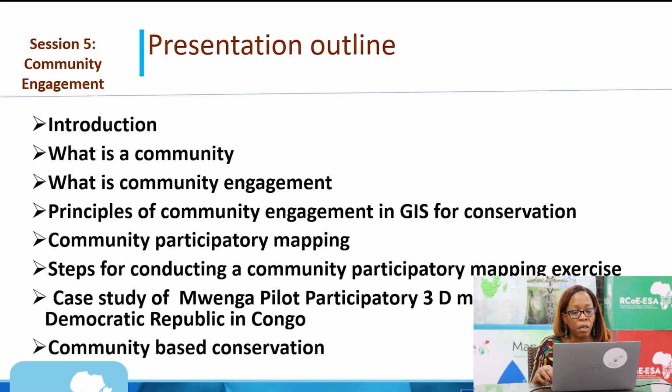I'll take you through the session on community engagement and the areas we are going to look at, because most of the times we tend to think that we understand what a community is. We'll go through what a community is, what community engagement is, what community participatory mapping is, the forms of community participatory mapping. We'll also go through a case study on participatory 3D modeling, and then lastly, I will take you through community-based conservation.